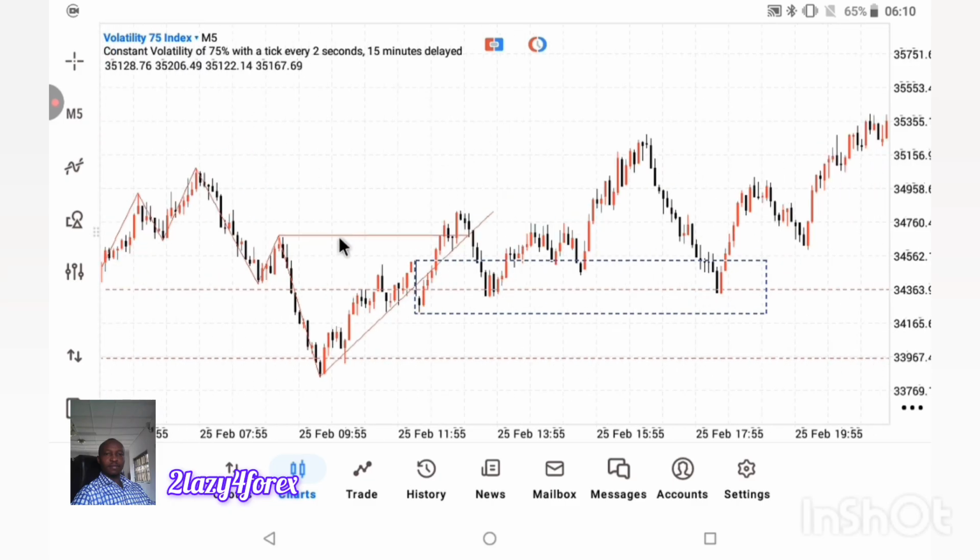So look at it. The lowest high was broken. The higher high formed on top of it. A higher high must form on top of it. That is a compulsory thing. You have to wait for a higher high to close above it.